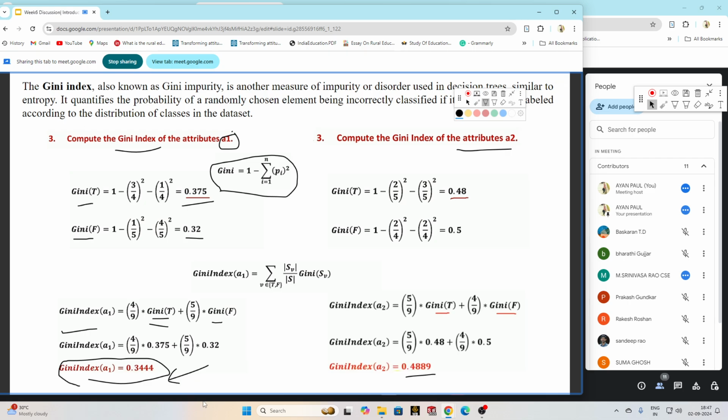So again I am repeating, there are basically two methods to know which is the best input to split. First is information gain, second is Gini index. For information gain, the higher the information gain, the better the splitting attribute. For Gini index, the lower the Gini index, the better the splitting attribute.